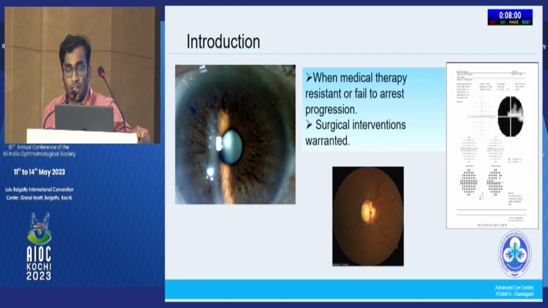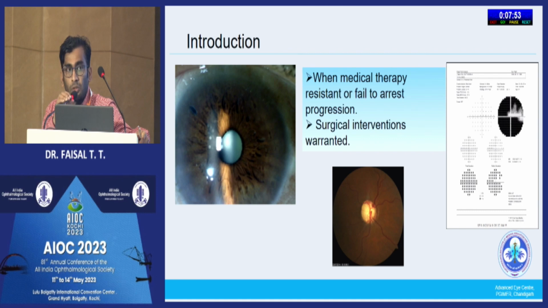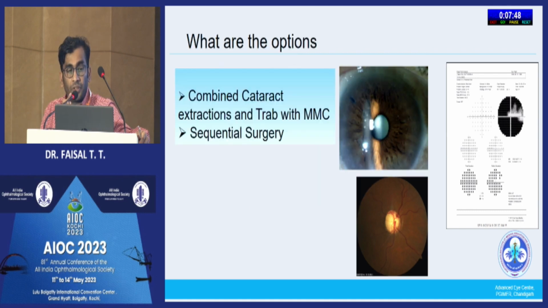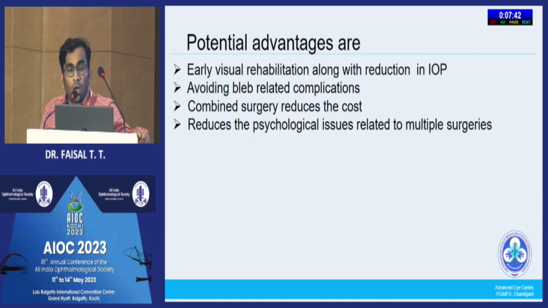We can start medical management. Failure of the medical management, or previous trab failure, and progression despite medical management will require surgical management. So what are the surgeries you can offer? Combined cataract extraction along with trab MMC, or sequential surgery. That's another debatable topic. Potential advantages of a combined surgery are early visual rehabilitation, and combined surgery reduces the cost and reduces the psychological issues related to multiple surgeries to the patient.